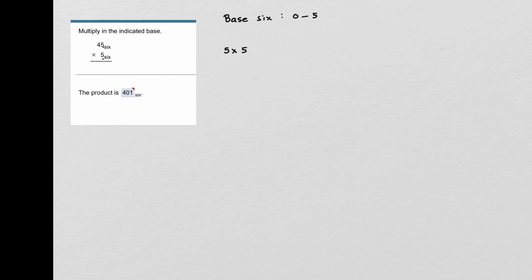And that means that I have 5 ones, and I want 5 groups of those. So I can visualize this with dots. So here I have one group of 5. And now I'm going to copy that. And here's a second group. And now I have 5 groups of 5. So in base 10, that would mean 25.